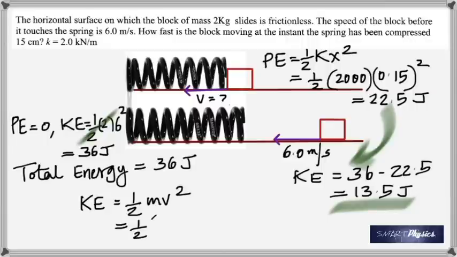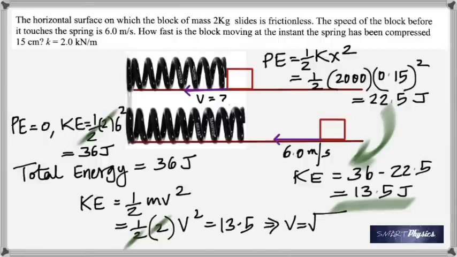So the mass is 2 kilograms of the block. We're looking for the velocity. Set this equal to 13.5. The 2's will get cancelled, and v squared is 13.5, so v is equal to square root 13.5, which gives 3.67 meter per second.